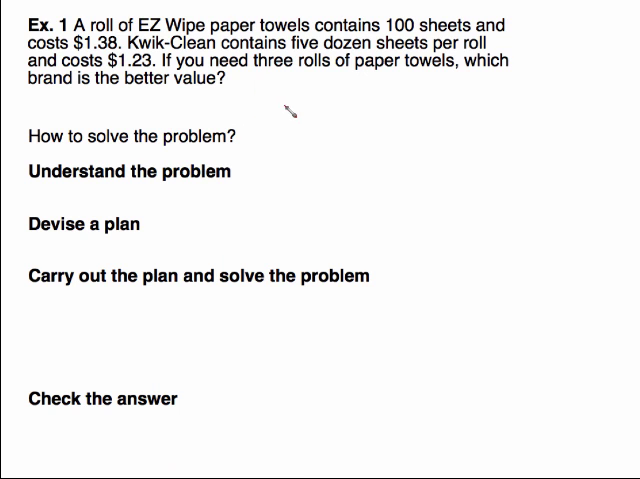So a roll of Easy White paper towels contains 100 sheets and costs $1.38. Quick Clean contains 5 dozen sheets per roll and costs $1.23. If you need 3 rolls of paper towels, which brand is the better value? So better value tells us really how we're going to do this problem.